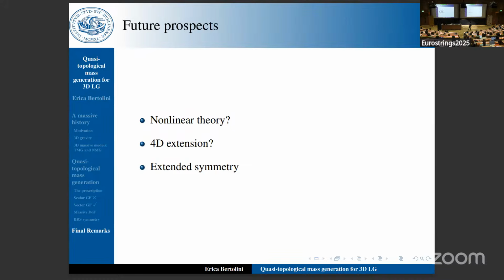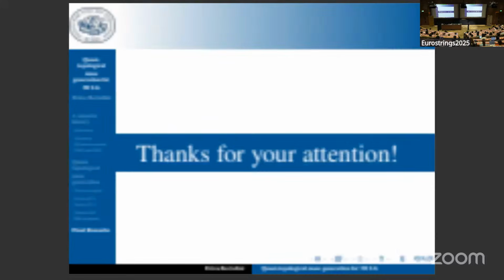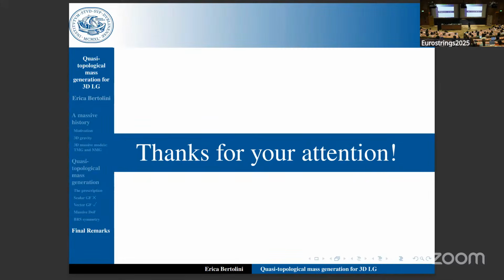So what to do next? Well, first of all, we want to identify the nonlinear theory, to connect to the logical structure of the other models. This would then help us get to the four-dimensional extension, if there exists one, and how it looks like, and further investigate the new extended symmetry, which could give us some hints for the four-dimensional extension. And I wanted to thank you all.